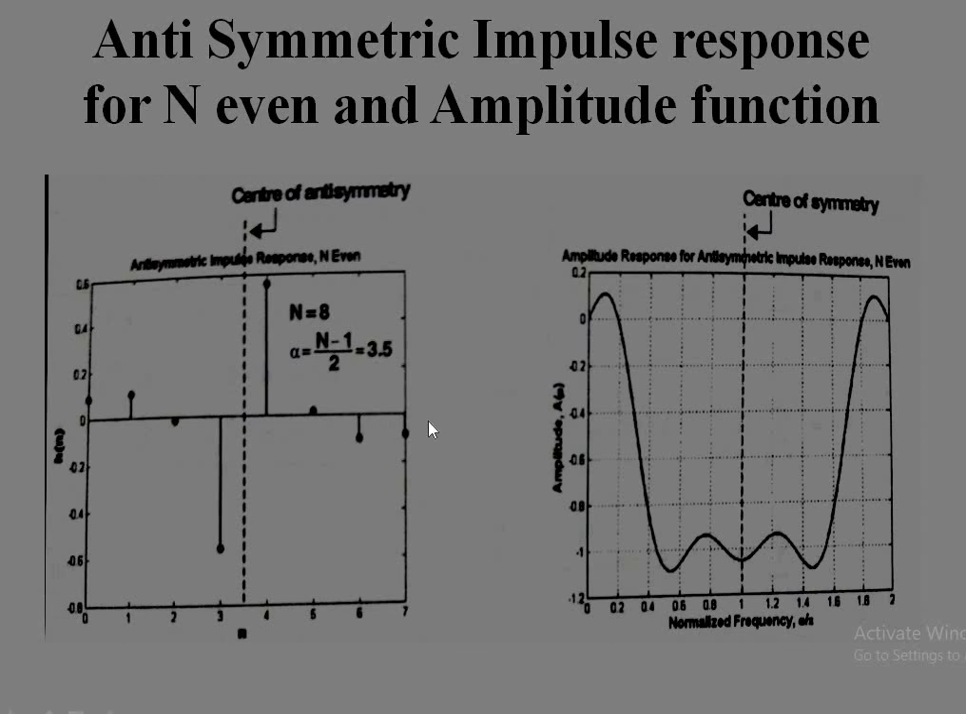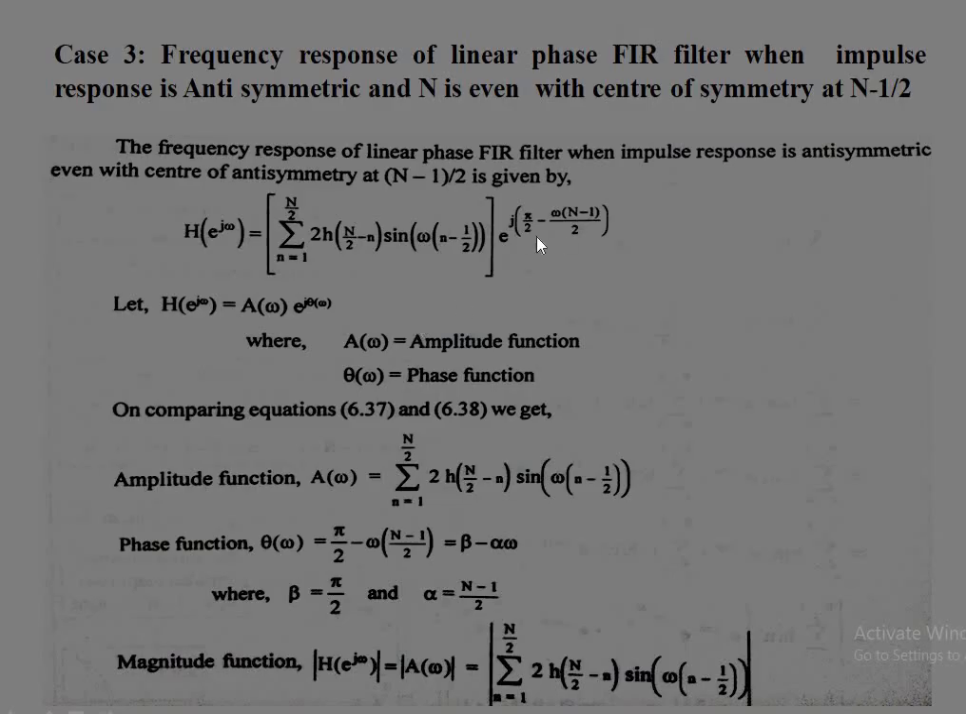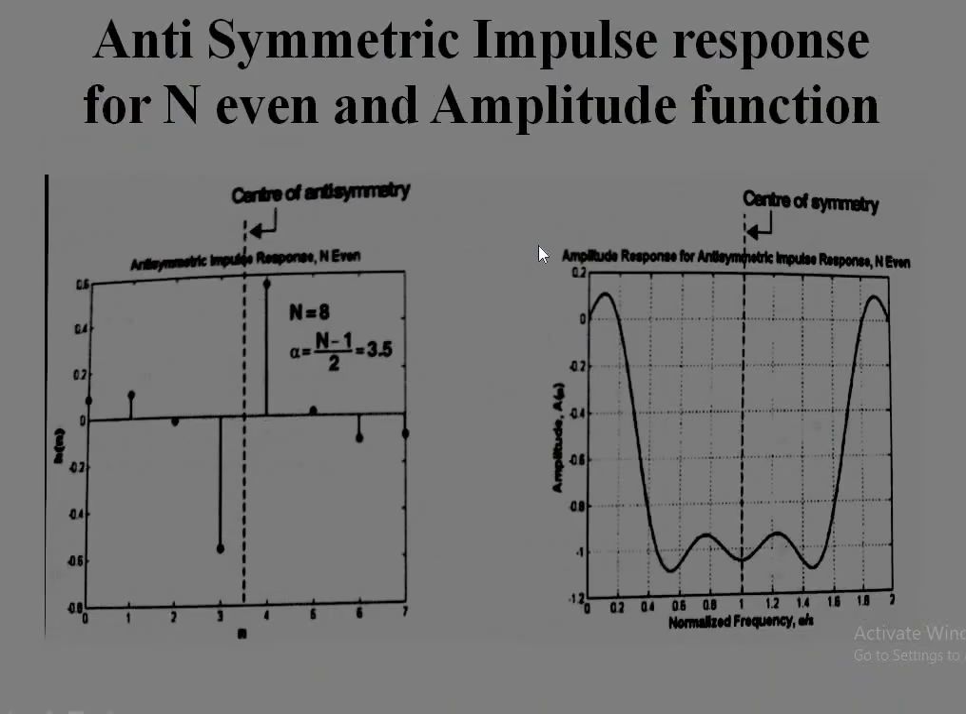And here from these sketches it can be observed that the amplitude function of H of e power j omega is symmetric about omega is equal to pi when the impulse response is anti-symmetric and N is even. And the term once again e power j pi by 2 makes this frequency response imaginary, hence this particular frequency response is also suitable only for designing Hilbert transformers and differentiators.